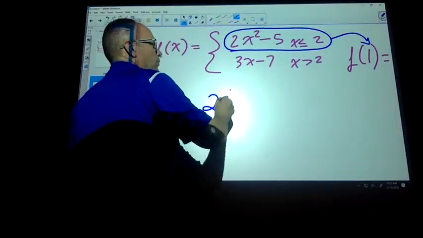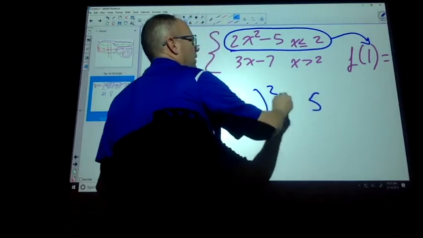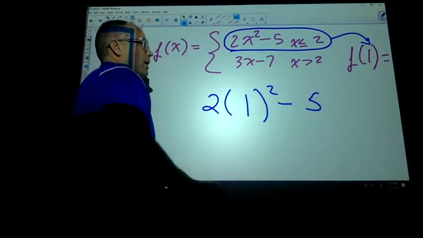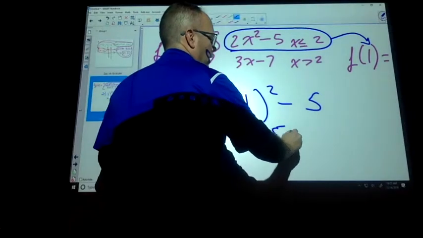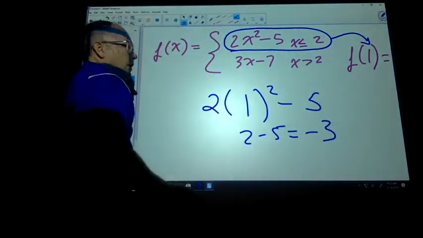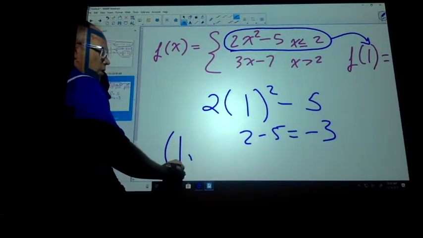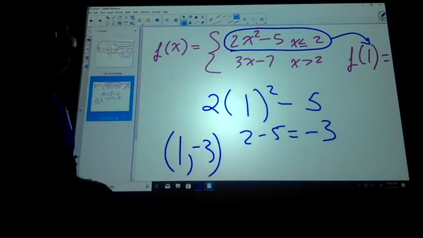So that's going to give me 2 parentheses squared minus 5. That was an x. Now I'm going to put a 1 in. So 1 squared is 1 times 2 is 2. 2 minus 5. So I wind up with an answer of -3. They might have the answer written like this as well. If they're just looking for -3, awesome. If they say, hey, find the point that matches up with this, then whatever you plug in is your x value.